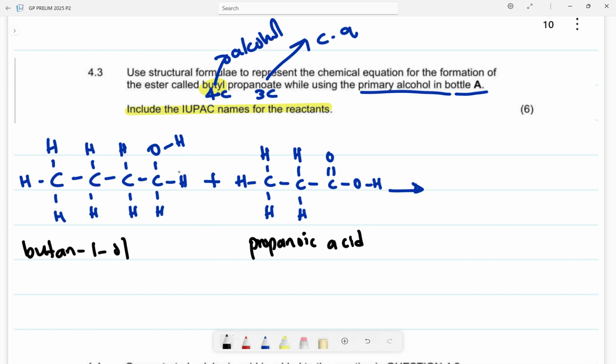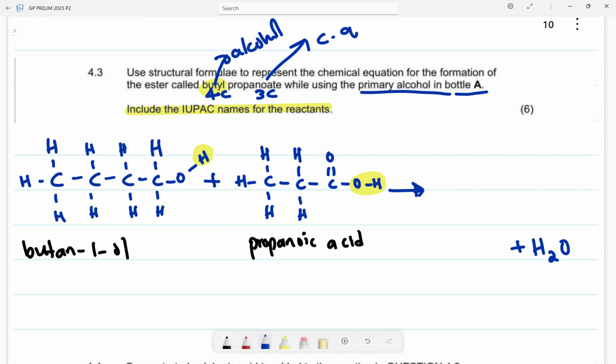And then I know that I take H from there. Let me write it like this so that I can show you something. I take H from the alcohol, I take OH from the carboxylic acid, and this is going to form water as part of my product. The other product they have already mentioned for me, which is butyl propanoate. But how is it going to join? The O is going to join to this carbon that we took OH from.